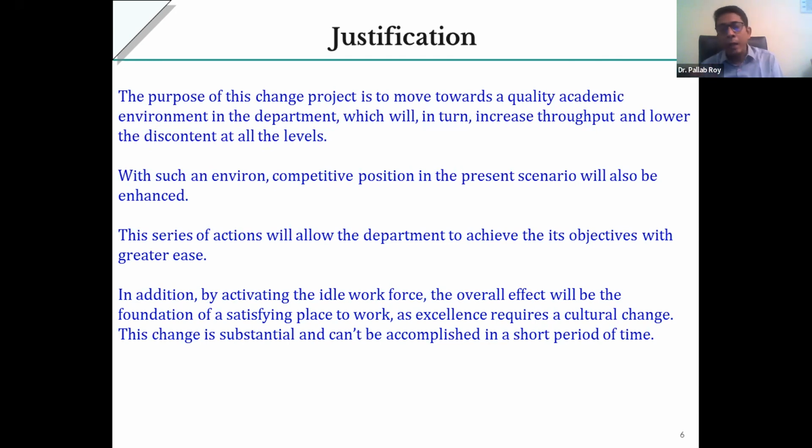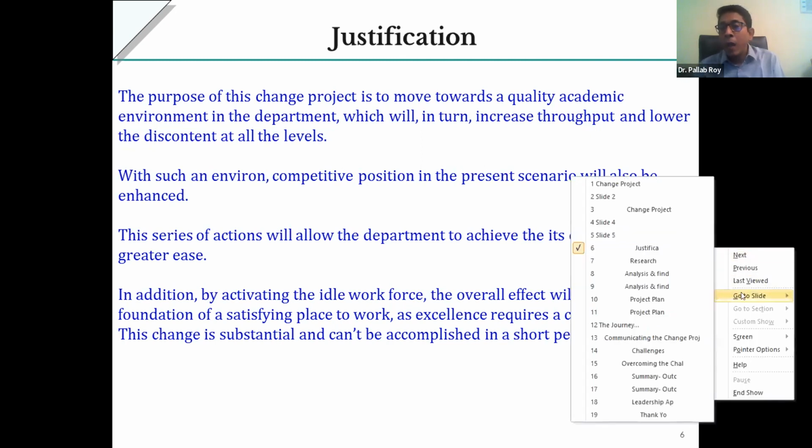No one will feel that I am only working while he is sitting idle, and that will surely give rise to a cultural change, which will be substantial, and it is achievable over a period of time. So, it will take a much longer duration, but we can at least try to start the process. So these are the justifications for taking this kind of project.